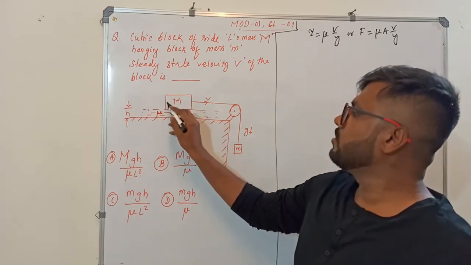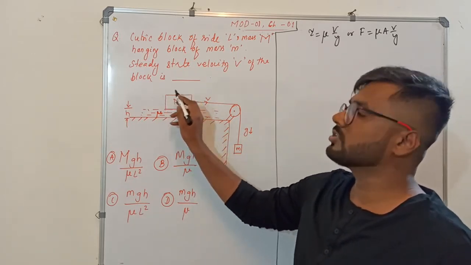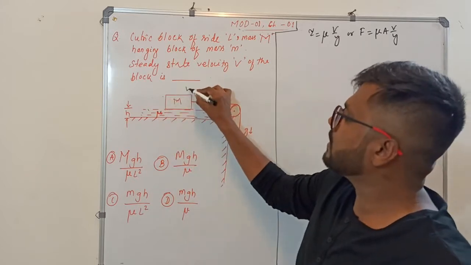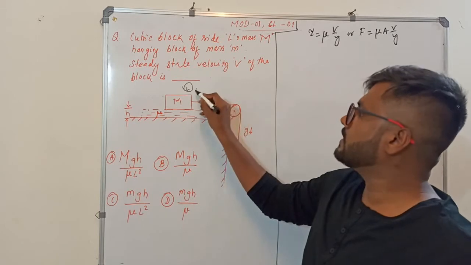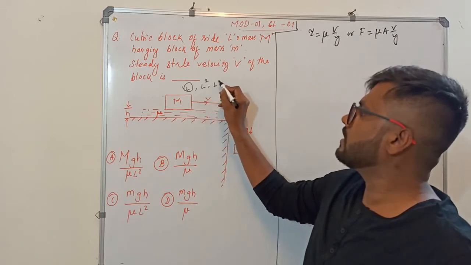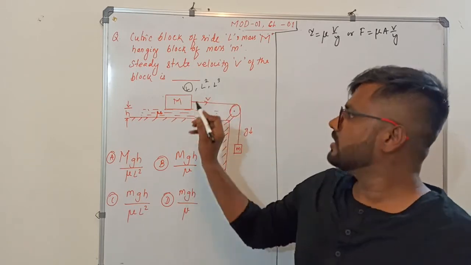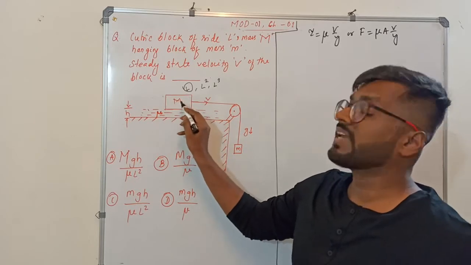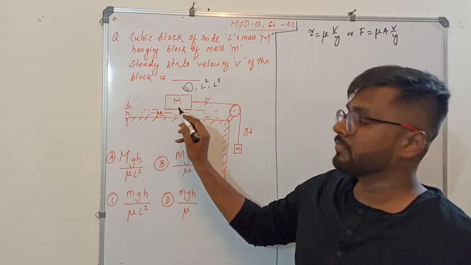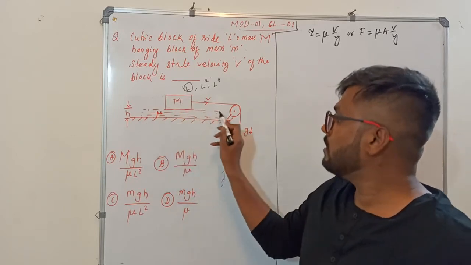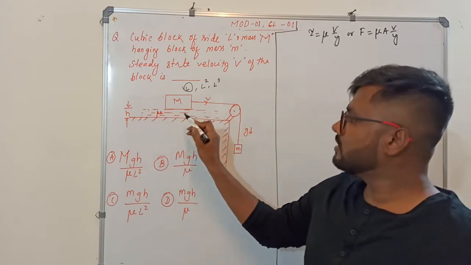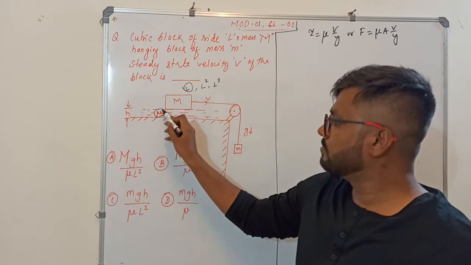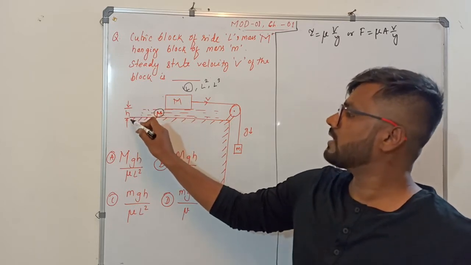It has told that you have a cubic block. This block is cubic. What is its length? L. Its length is L. Okay, so its area is L square and volume is L cube. Got it? So this block has a mass of capital M. Now this is resting on a surface which has some fluid over here. The viscosity of the fluid is mu and the fluid is at the height of h.